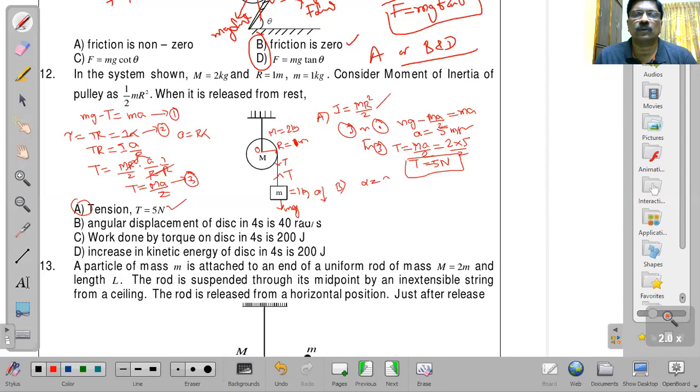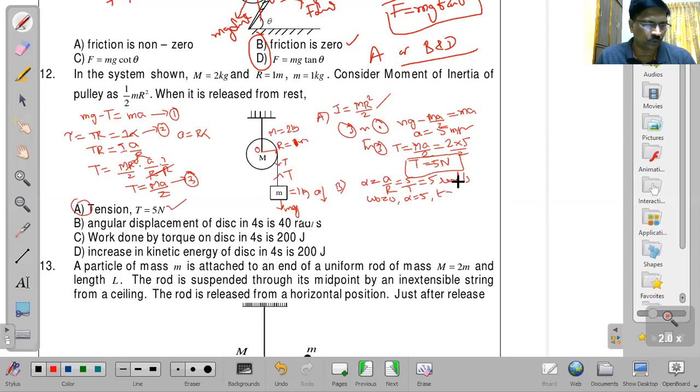Found that alpha is equal to a by R. Alpha means 5 by R, which is equal to 1, so 5 radian per second square. Angular acceleration we got. Initially, whenever the block is released, the pulley starts its rotational motion with zero angular velocity. That's why omega naught, the initial angular velocity, is 0. Angular acceleration is equal to 5.